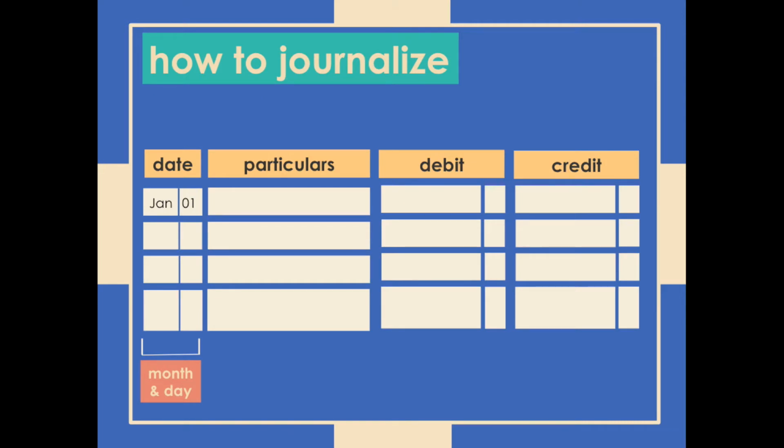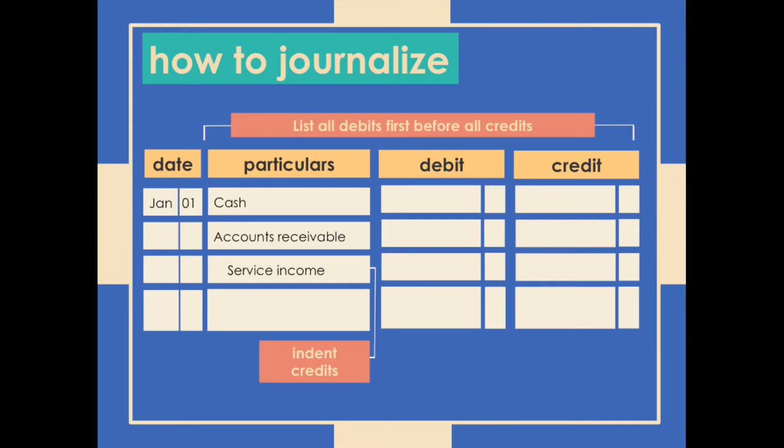After completing the analysis, you may now begin recording the journal entry. First, fill in the date, the month, and the day of the transaction. Take note that the month is only written once per page, so subsequent journal entries will only have the date. Next, list all the account names related to the transaction. Make sure that all debits are listed first before the credits. Credited accounts should also be indented.